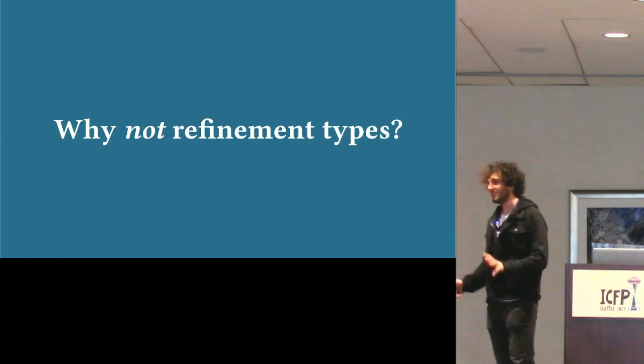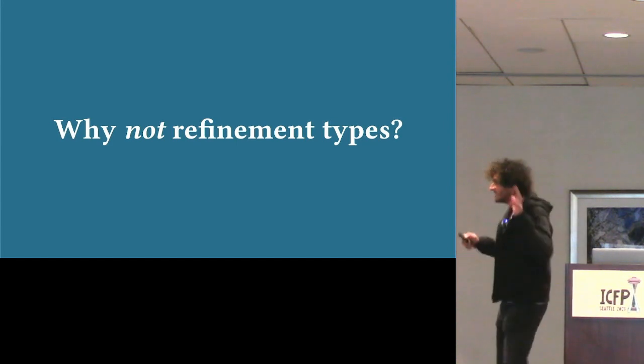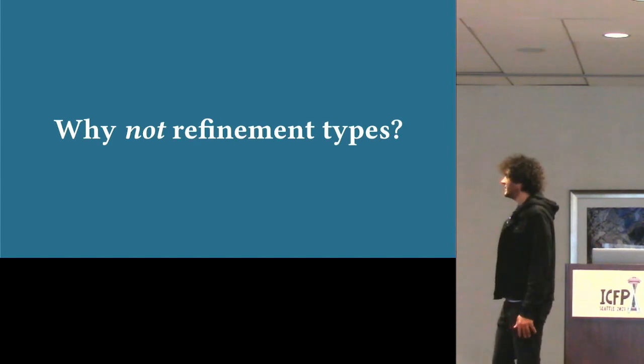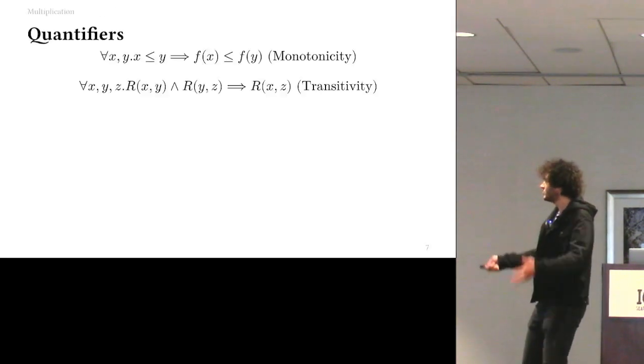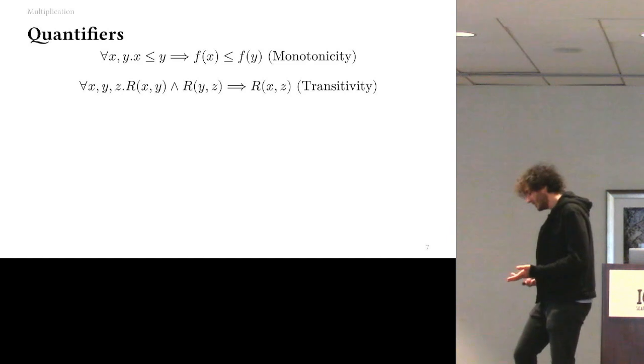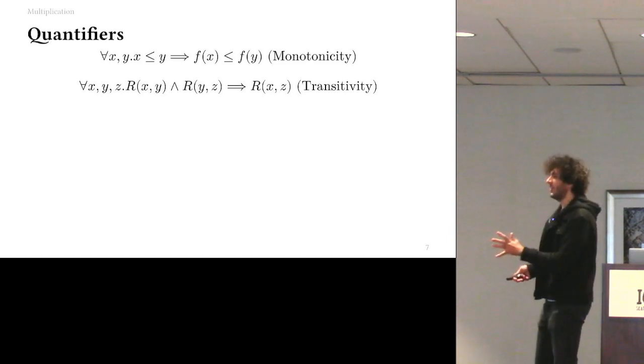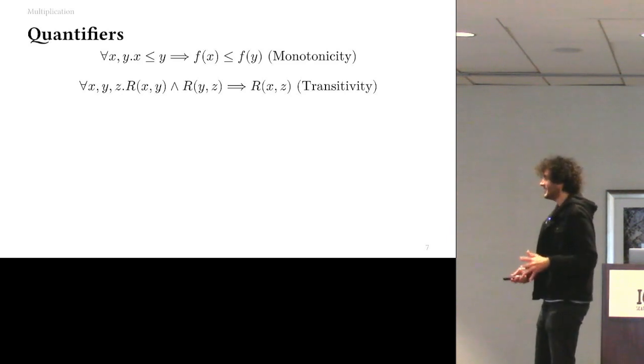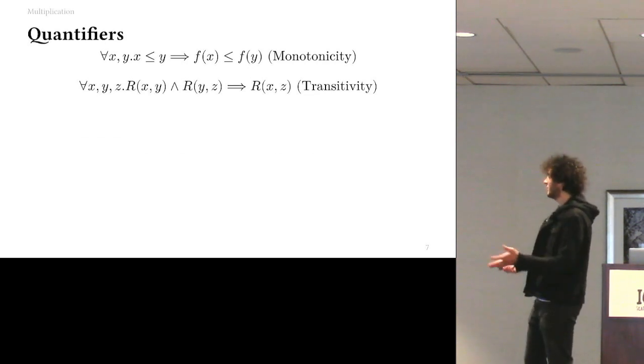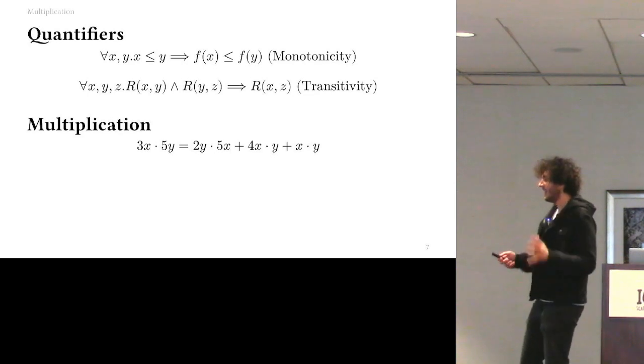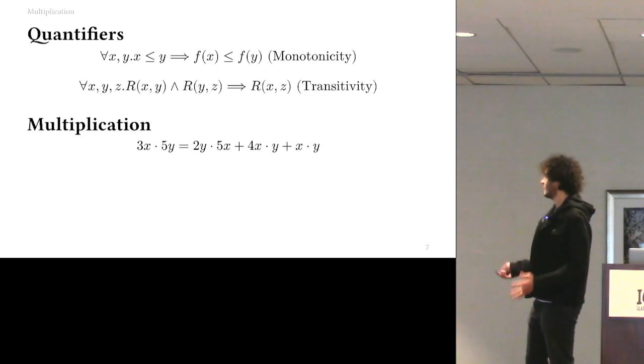Well, the problem is that all the properties I've shown so far are very simple properties. But what if I want to talk about monotonicity or transitivity? Well, in this case, we have quantifiers, and quantifiers make things really difficult. But even if we don't have quantifiers, let's say I want some equality involving a multiplication of two integers. Like, that doesn't work. I can only do linear arithmetic because otherwise things become really hard.